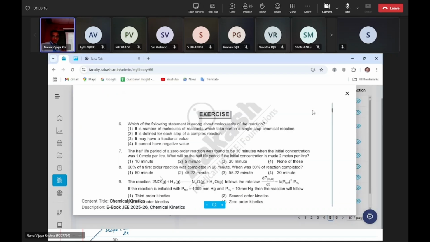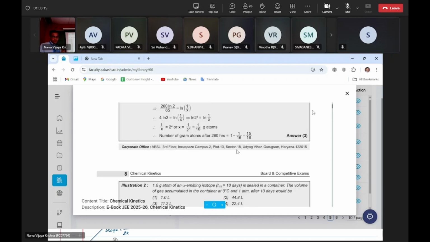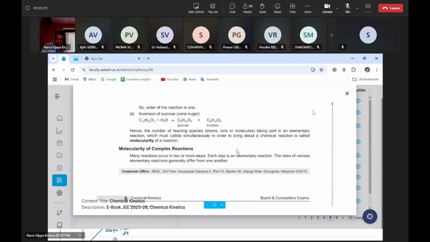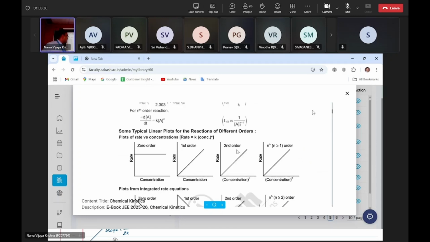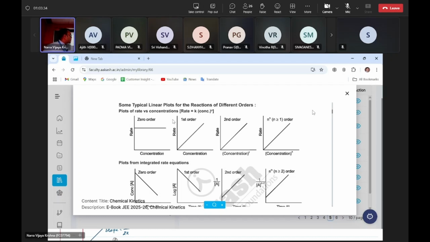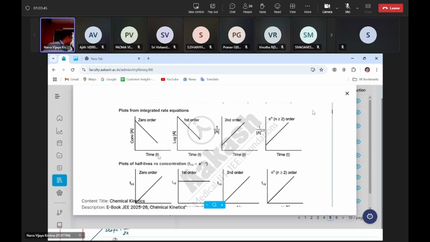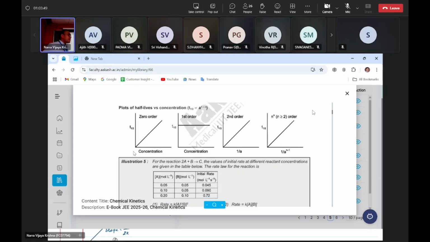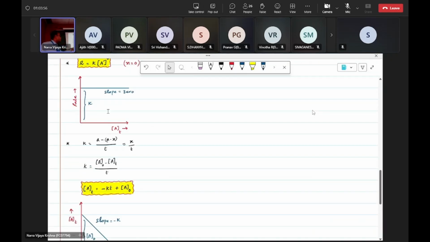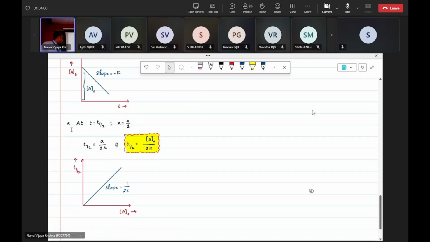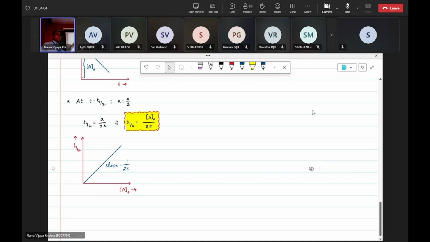Why are we discussing this in this way? Observe. This is rate versus concentration. Zeroth order, first order, second order, third order. One type of graph is rate versus concentration. Second type of graph, concentration versus time. Third type of graph, t half versus concentration. That's all. Three types of graph. So we have seen three types of graph for zeroth order. The same three types of graphs we will see for first order, second order, third order.